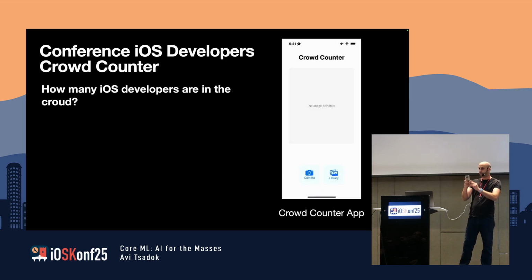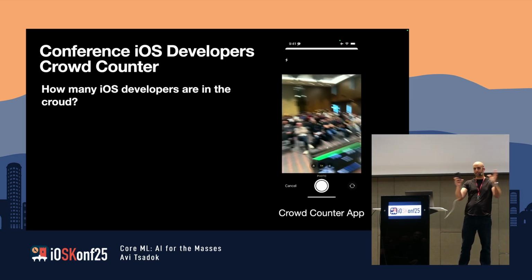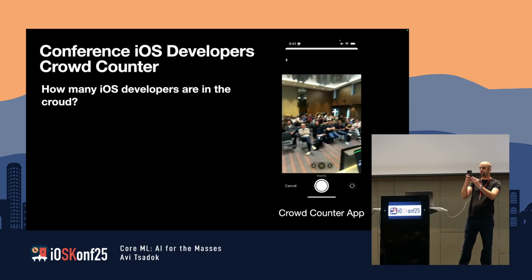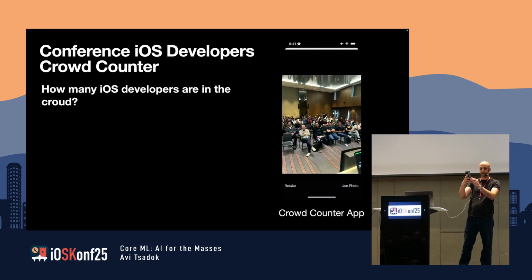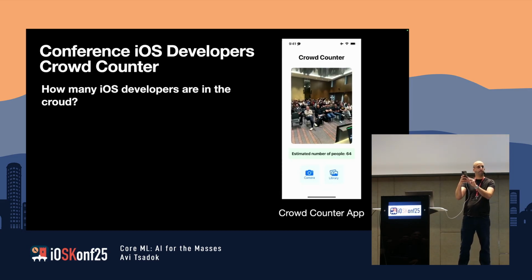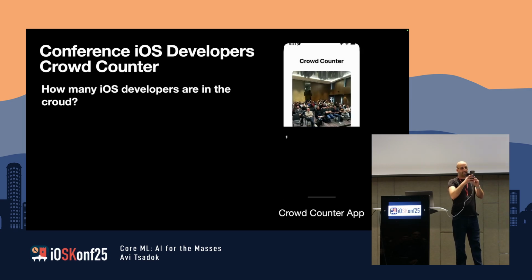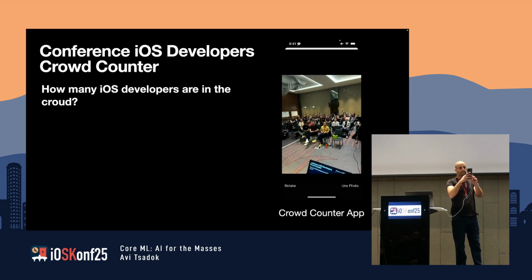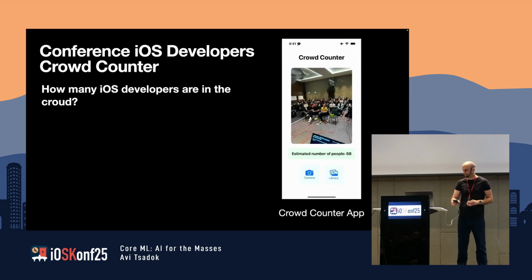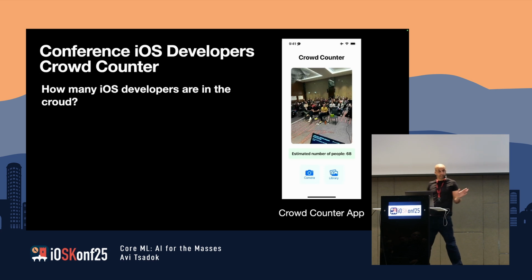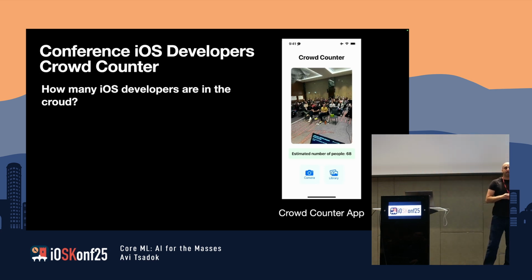So I'm taking a picture because this is a wide audience. I'm going to take one picture here. You see? 64 people. And here, amazing, 68. So we've got around 130 people in the crowd. This is amazing. It's actually counting developers, not just people. That's good, but the system knows because of the smile.